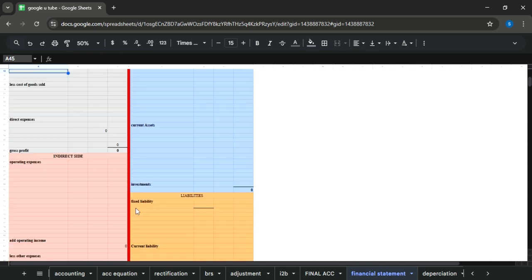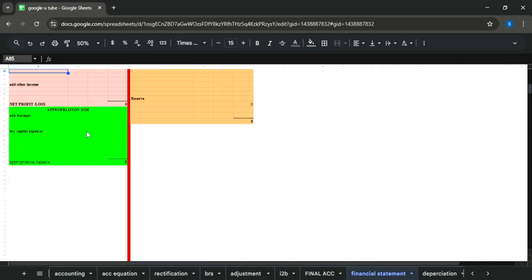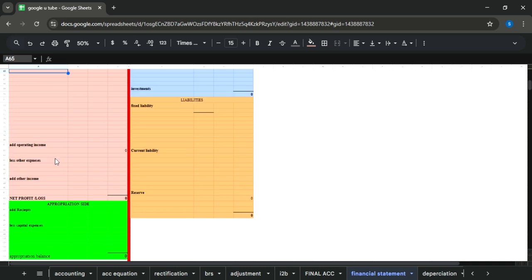Next, you can see we have the proforma on your left side. This is your red line. On the left side, there are three parts. This is your first part, used to calculate gross profit. The second part is used to calculate net profit. Then the third part is used to calculate the appropriation balance. Finally, this appropriation balance would be transferred over here to the fixed liability side.